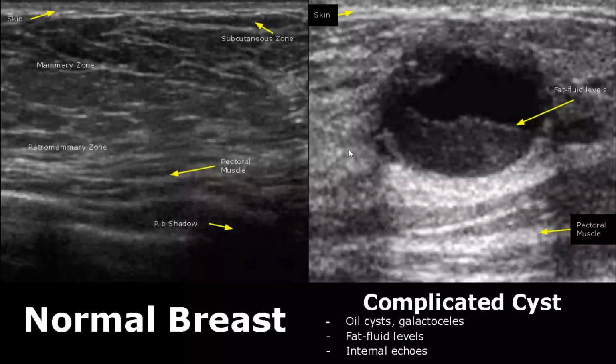A complicated cyst will have fat fluid levels and internal echoes. These are fat fluid levels. The low density fluid is at the top and the high density fat is at the bottom. Now these cysts may resemble malignant lesions. That is why a follow-up is needed. Examples of complicated cysts include oil cysts and galactoceles.